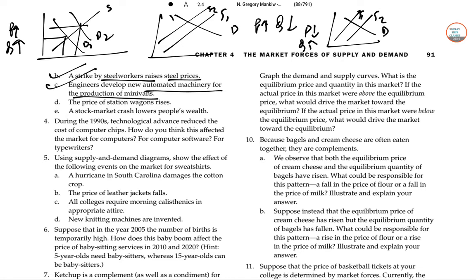Next, the price of station wagons rises. A station wagon is a kind of similar vehicle. They are substitutes for each other, so as a result, minivans will have an increased demand.